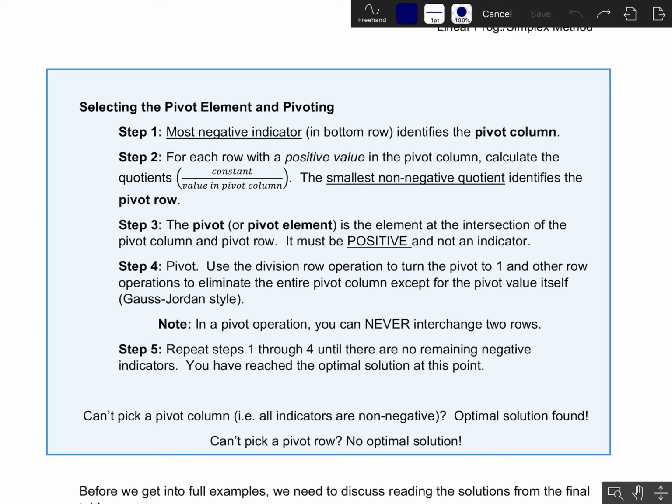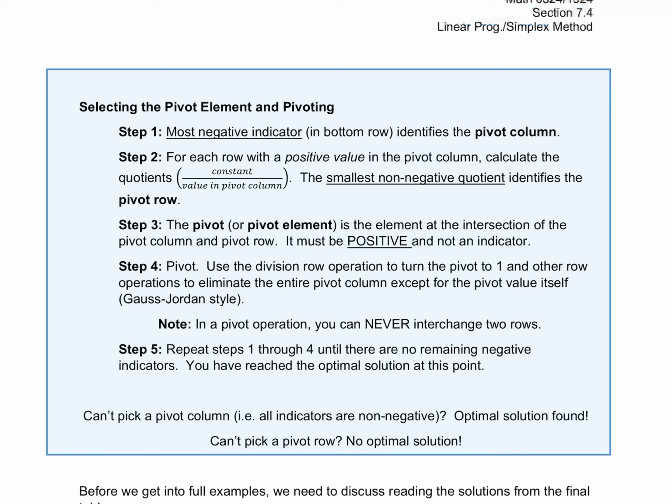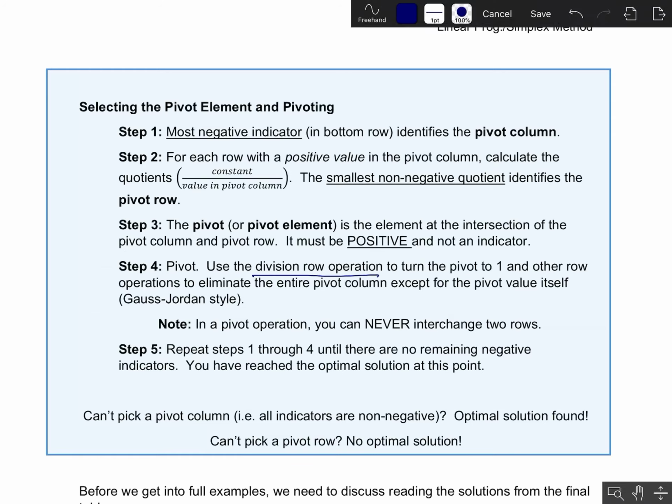The pivot, or the pivot element, is going to be the element that lives in that column and that row. So these first 3 steps are just to locate the pivot. The goal then is to turn that pivot into a 1 and to zero out the rest of that column. So steps 4 and 5, well, I guess step 4 is very similar to what we would do in Gauss-Jordan elimination. We're going to use the division row operation to turn that pivot into a 1, and then we're going to use the other row operations to eliminate the rest of that column except for that pivot value.